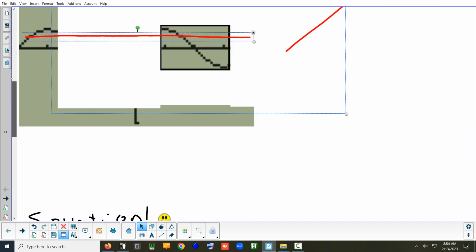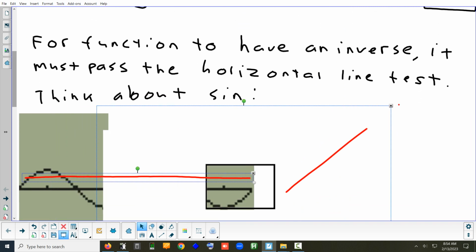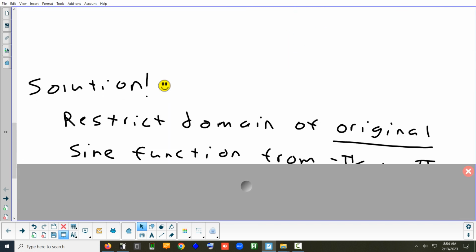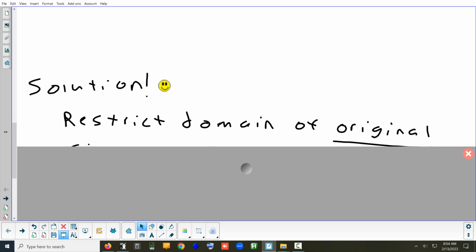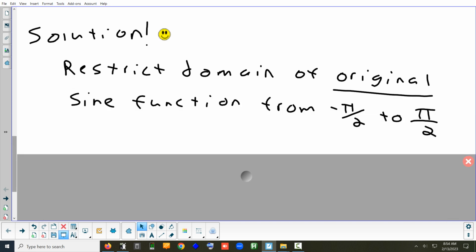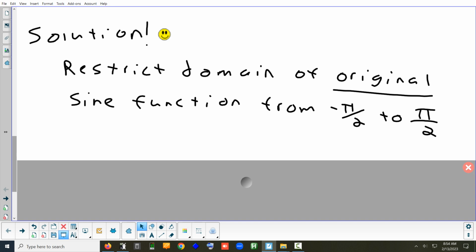All right. So we saw that we had a problem because sine fails the horizontal line test. And the solution to that problem is we're going to restrict the domain of sine. We're going to forget about everything that's not negative 90 to 90. And that's how inverse sine is done. That's how they do it. And you will see radians quite a bit. So when we're dealing with sine, the domain is negative pi over 2 to pi over 2.